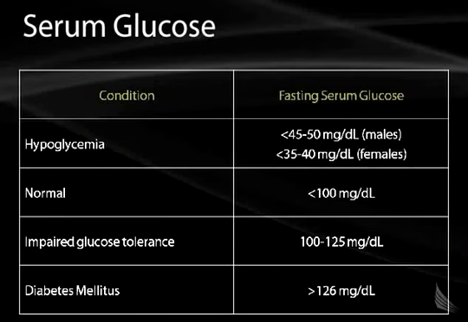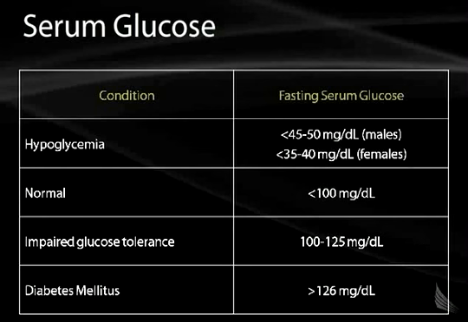Now, how do we define increased and decreased blood glucose? Well, when the glucose dips below this normal range, we call that hypoglycemia. And the definition of hypoglycemia is different for males and females. For males, anything below about 45 to 50 milligrams per deciliter starts to cause dysfunction of our bodies, and we call that hypoglycemia. Anything less than about 35 to 40 milligrams per deciliter in females is also considered hypoglycemia.